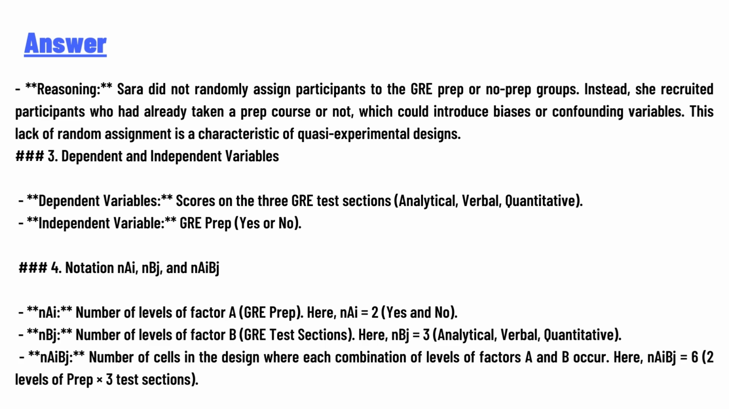Third, dependent and independent variables. Dependent variable: scores of the 3 GRE test sections. Independent variables: GRE prep, yes or no, and test section. Fourth, notation NAI, NBJ, and NAIBJ. NAI is the number of levels of factor A, here NAI is equal to 2. NBJ is the number of levels of factor B, here NBJ is equal to 3. NAIBJ is the number of cells in the design, where each combination of levels of factor A and B occurs. Here NAIBJ is equal to 6, that is 2 levels of prep multiplied by 3 test sections.